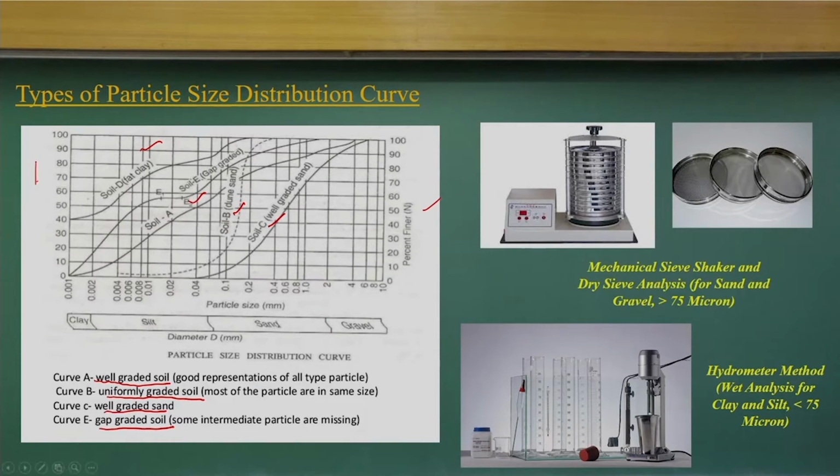We use a mechanical sieve shaker, which is very simple equipment, with different sieve sizes, and you just do mechanical sieving. The dry sieve analysis is done for sand and gravels. Whereas hydrometer methods we follow for wet analysis of plain silt, where the size is less than 75 microns. So you can see the photographs of the hydrometer.